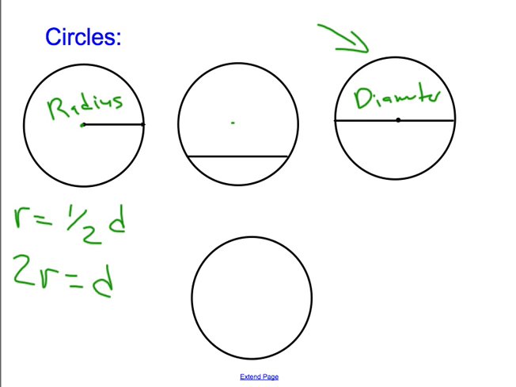On the middle of this top row, you have the center of your circle, and you have this segment that doesn't go through the center. Its endpoints are on the circle, but it doesn't go through the center. What's that called? Chord. It's called a chord. Chord with a C.